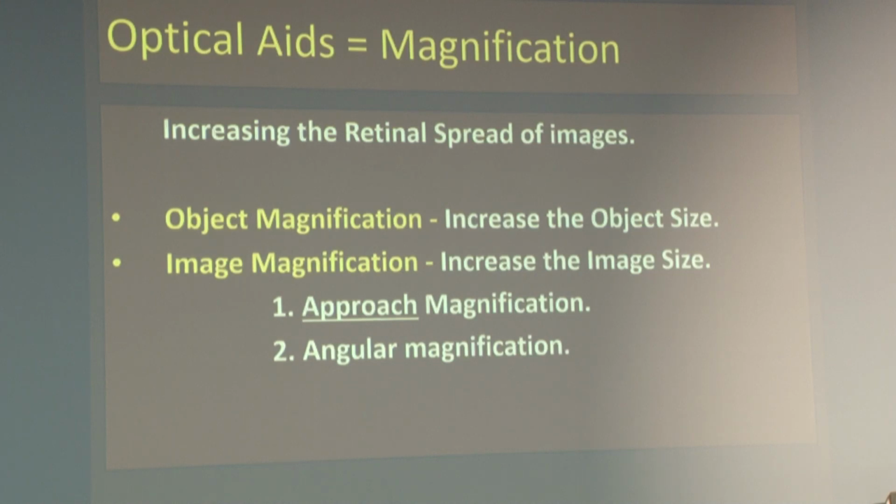Then coming to image magnification, where you increase the image size. Now this again is of two types, where there is approach magnification and there is angular magnification. Approach magnification is the one that is very, very important in terms of optical aids. Why so? Because again, if you can't see, go close.